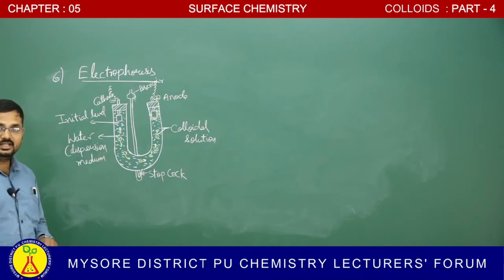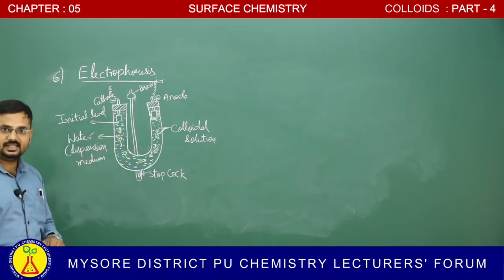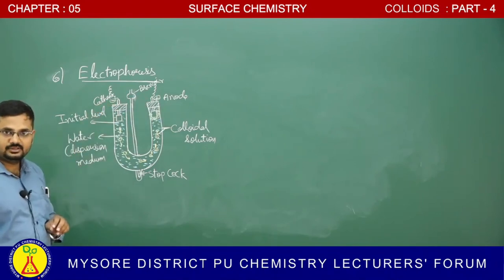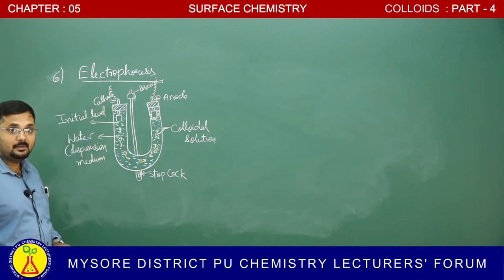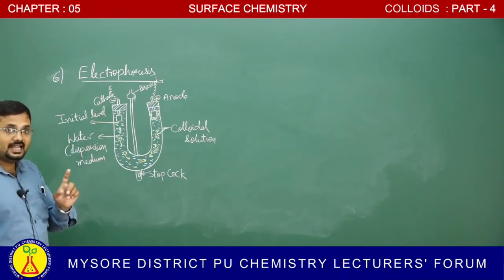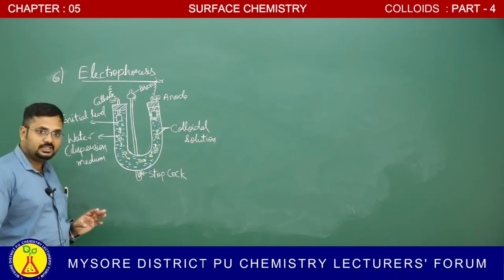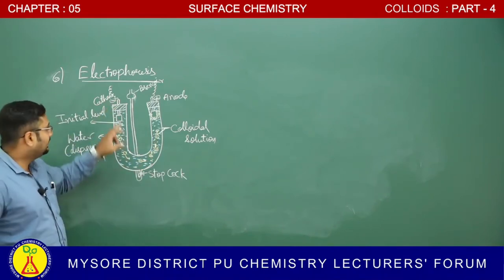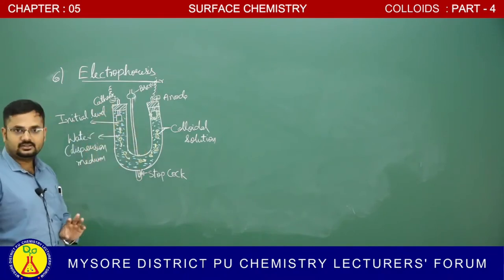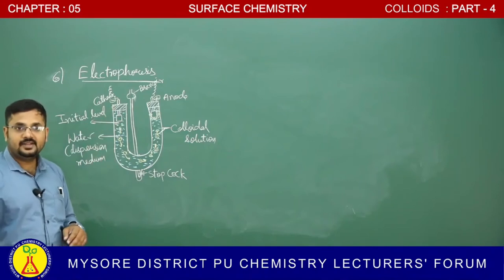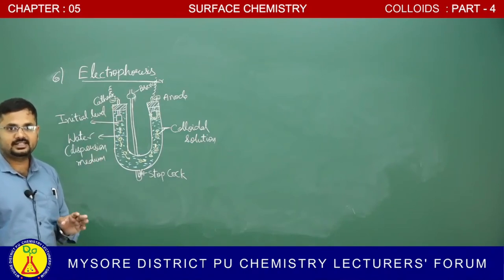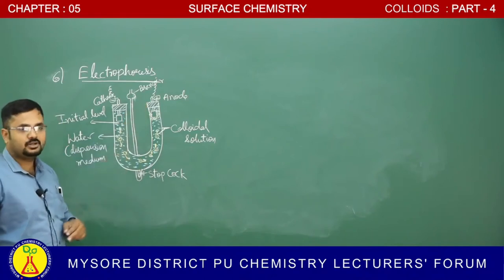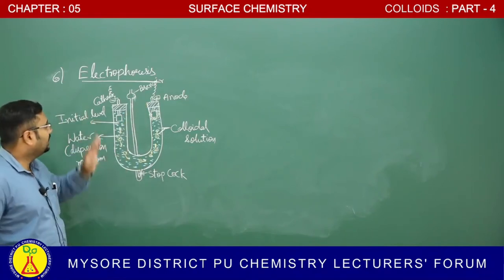Sir, what is the use? I don't know the charge, so how will I find out? Here we have two electrodes, one is the anode and another is the cathode. I apply an electric field. If the colloidal particles carry positive charge, they start moving towards the cathode, because the cathode is negative. Suppose they carry negative charge, then they will move towards the anode, because the anode is positive. So this is about electrophoresis.